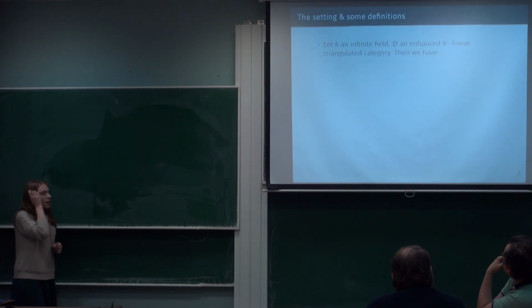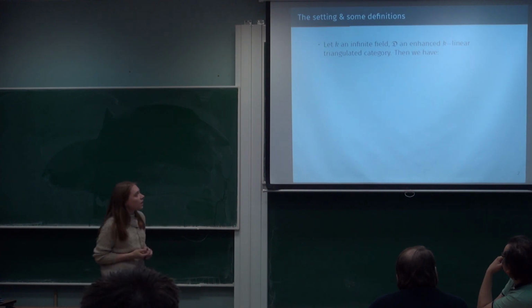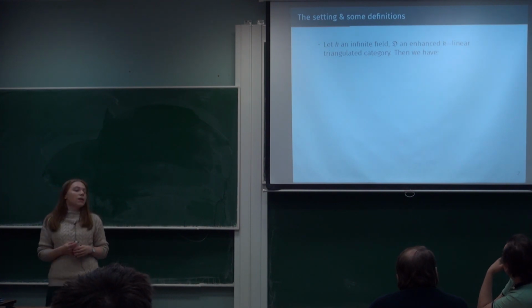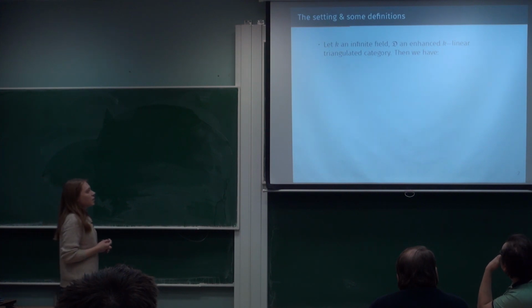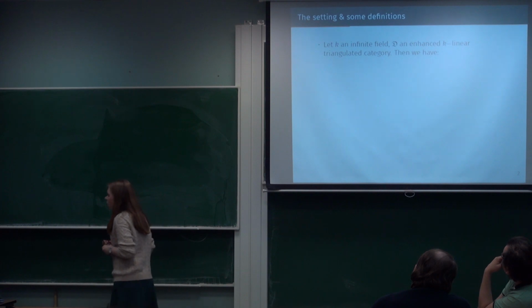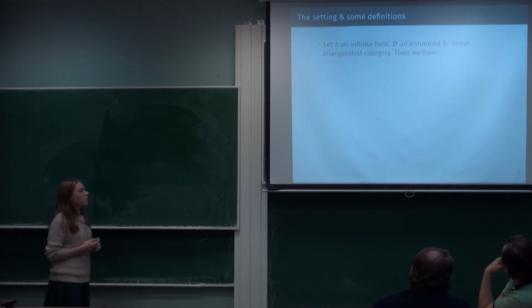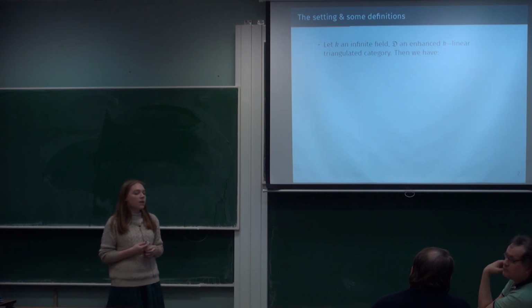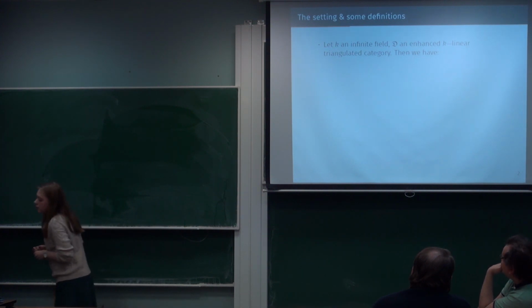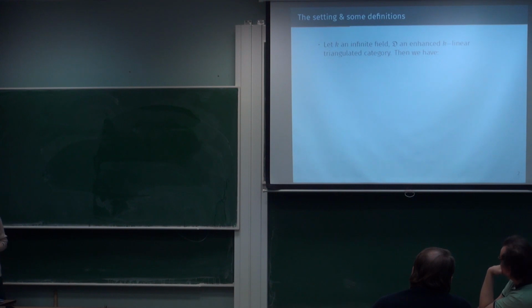And let me begin by introducing the setting and giving a few definitions. So throughout the talk, K will be an infinite field, and D will be an enhanced K-linear triangulated category. For example, it could be an algebraic triangulated category, which is not very restrictive because all triangulated categories appearing in algebra and geometry are algebraic.